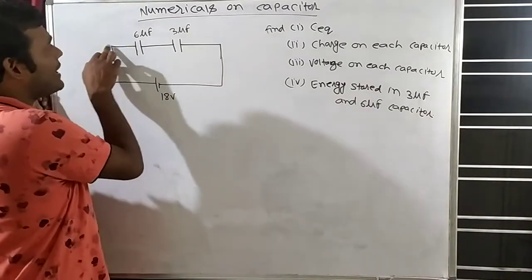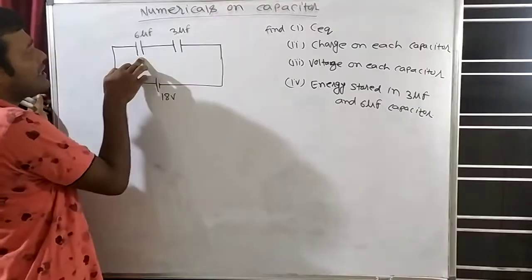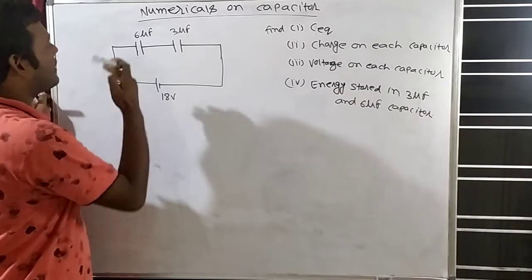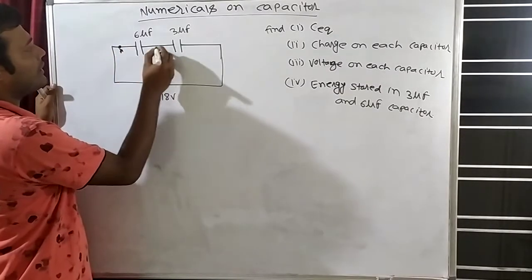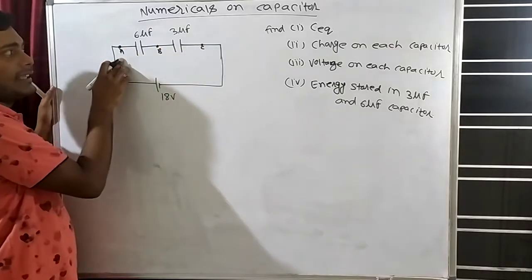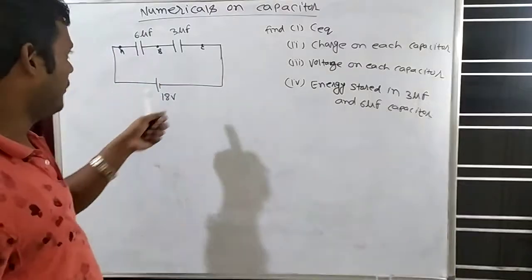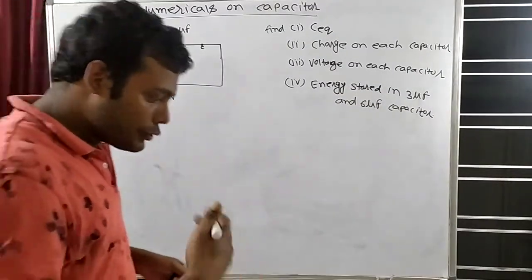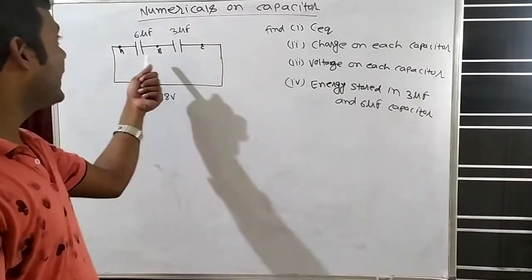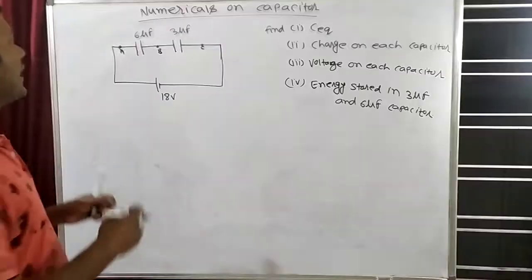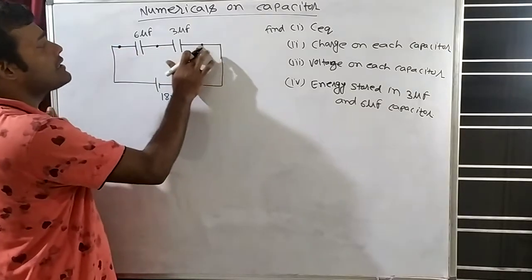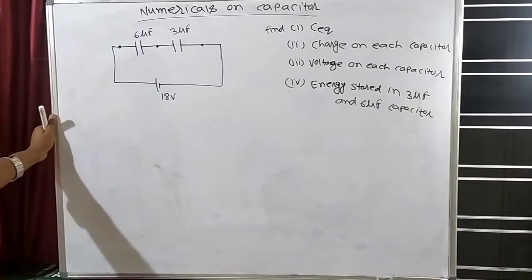Why? Because this is in the same line. See, this capacitor is starting from here. Let's say that this point is A, this point is B, this point is C. So this capacitor is starting from A, and this capacitor is starting from B. So the starting point of its capacitor is different, and the ending point is also different. That's why this is connected in series. Or you can understand that this is connected in a straight line. So this is in a series combination.